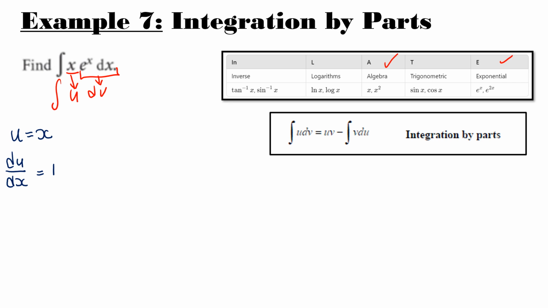And what we want to do here is separate the u's on one side and the x's on the other. Then we have the next part, which is dv, and that's going to equal e to the power of x dx. We're going to integrate both sides. That gives us v equals the integral of e to the power of x, which is simply e to the power of x.